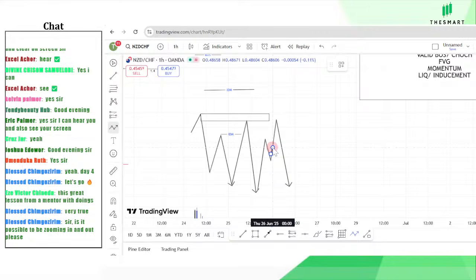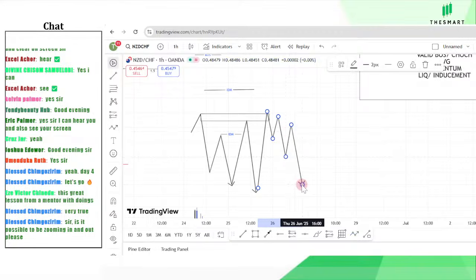Or you will have this price coming to sweep this liquidity, because there is no liquidity before this point. So the market will come take out this, then give us what we call a reclaim order block at this point. Then price will give you something like this, continuing to the downside.